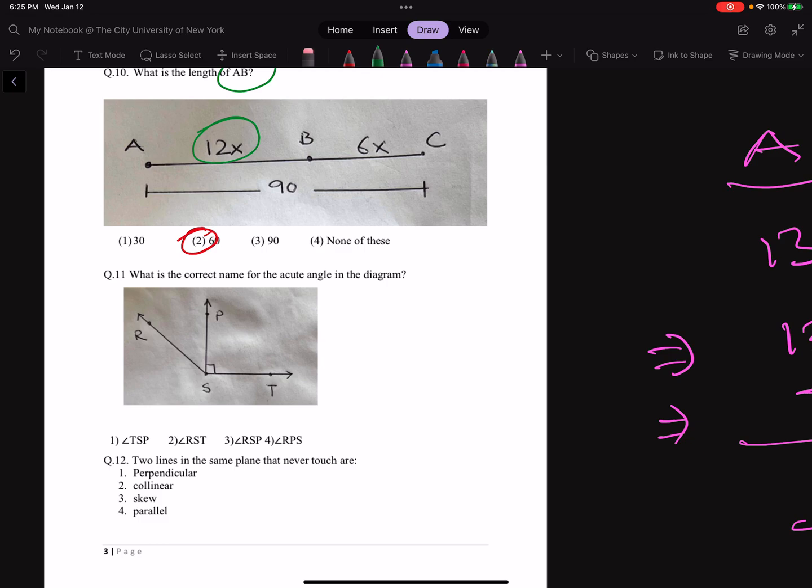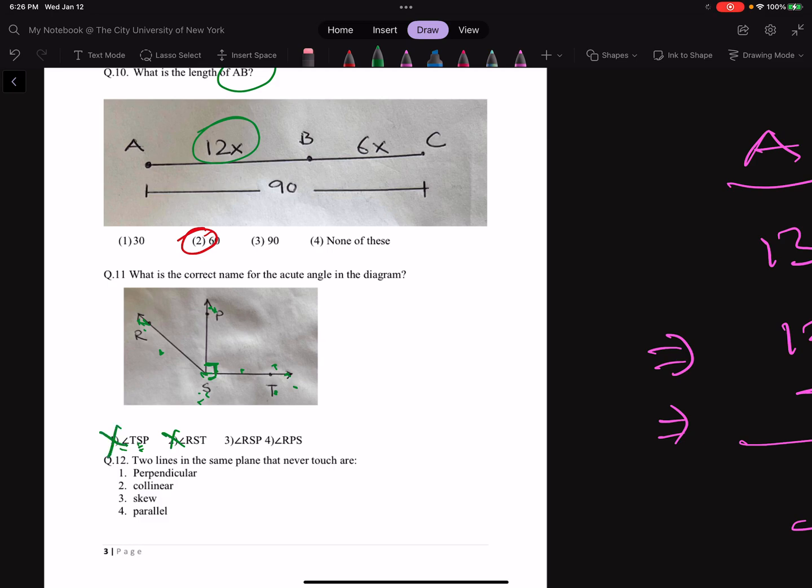think, okay, RST can never be acute because RST is the sum of PST plus RSP, and PST itself is 90, so it's more than 90. So you are sure that RST is not going to be the answer. And this is 90 degree, so PST is not an acute angle. PST or TSP is the same thing, so it's not.